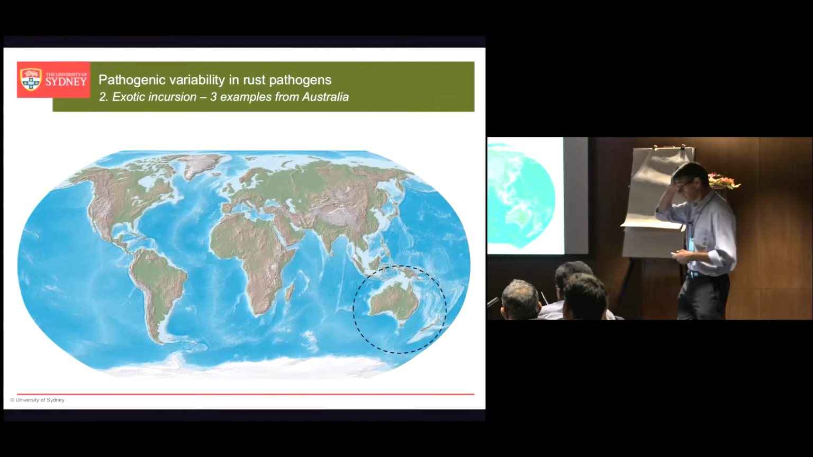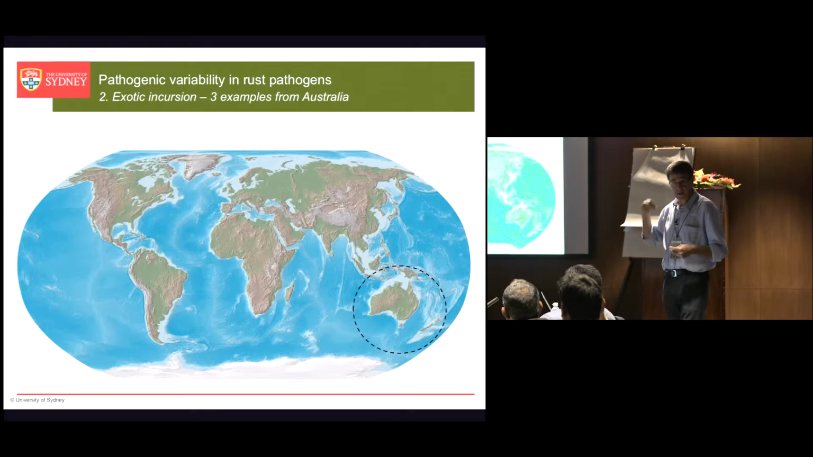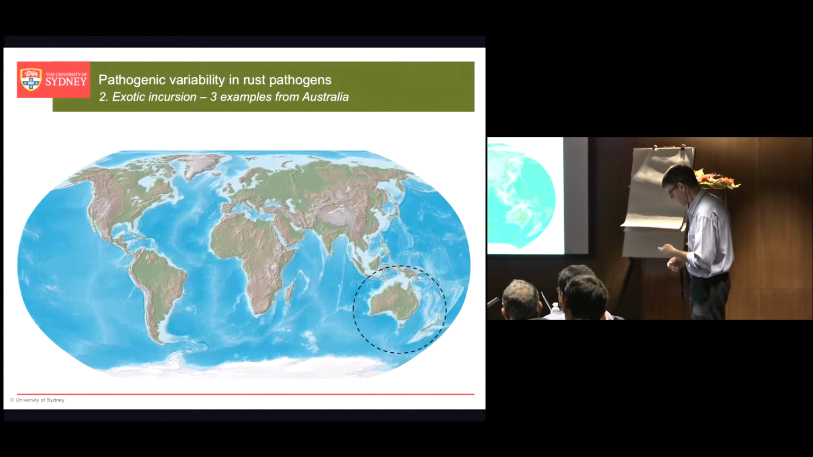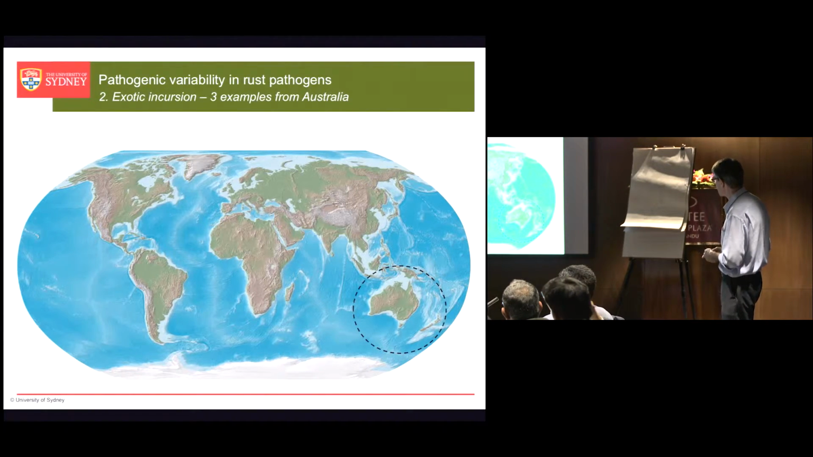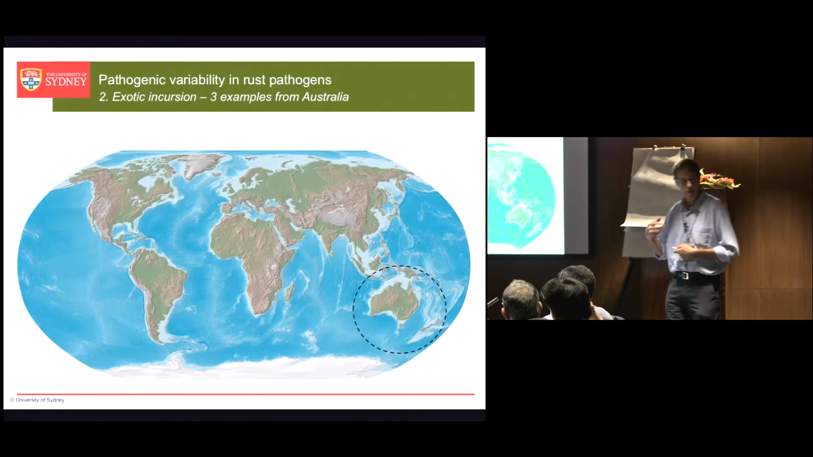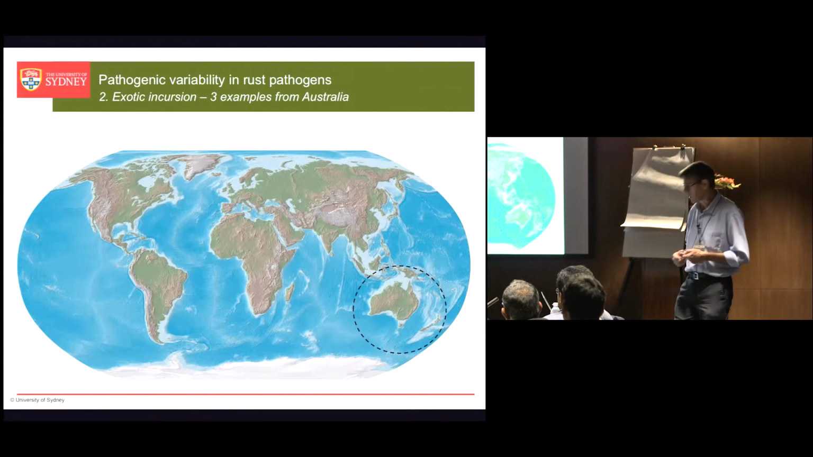All right, exotic incursion. This is where we get isolates being introduced to a new epidemiological zone. Australia is fantastic for looking at this because we are so isolated from other parts of the world. You can see that here. Way down here all on our own, okay? And this is just 3 examples of exotic incursions that we've had of wheat rusts into Australia.